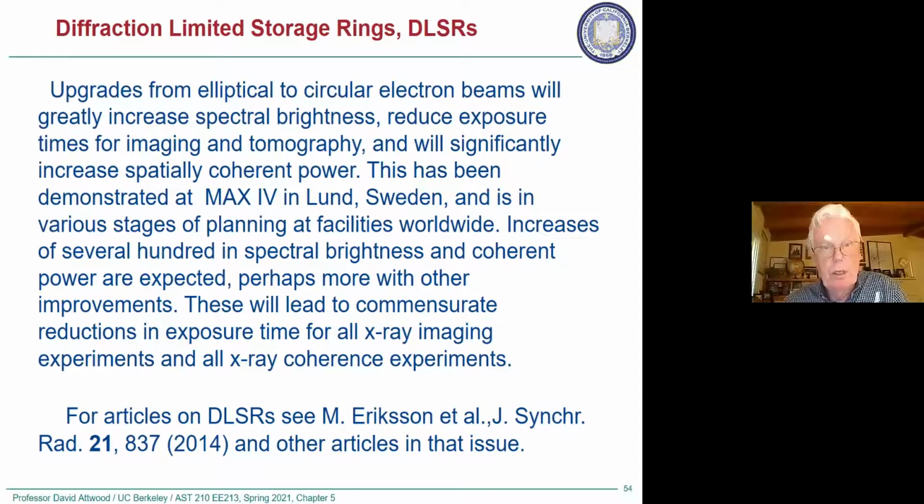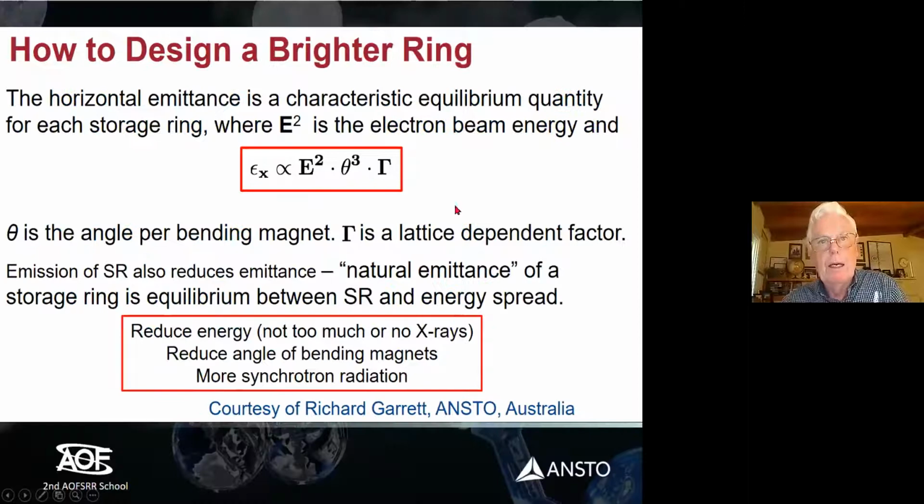Okay, this is just for reference for people who want to read more about this. Mikhail Eriksson and others had a whole issue of the Journal of Synchrotron Radiation a few years ago. This is that same formula again: the horizontal emittance depends on the energy squared of the electrons and the cube of the angle. This is the triple bend. This is the angle that the electrons would make, so it is going to be reduced by a big factor, and that's a cube. And this is the electron energy.